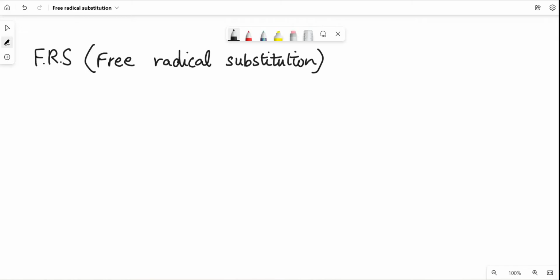Guys, welcome back, and today we're going to be doing free radical substitution. And so what does this actually mean? Let's break down this term. So first is free radical. We need to define what a free radical is. And a free radical is when UV light breaks apart a bond.